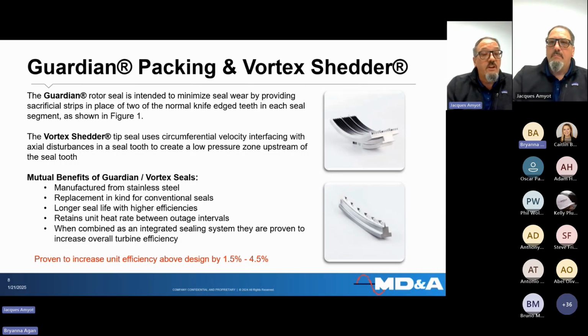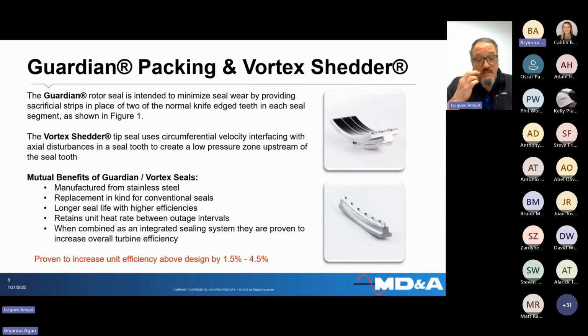That longer seal life retains unit heat rate between outage intervals for a longer period of time than conventional seals would, and combined, they're proven to increase overall turbine efficiency. In other words, if you use both Guardian packing and Vortex Shutter seal technology, it is proven to increase unit efficiency above design by 1.5 to 4.5%. And we have a few case studies at the end of this presentation where we'll discuss that.